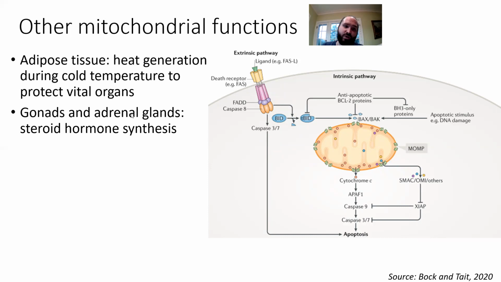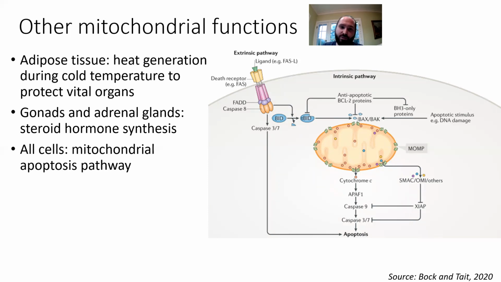In the gonads and the adrenal glands, the mitochondria is the location of steroid hormone synthesis. I haven't really gone into detail researching why that is, but just thought that was interesting. So we're just talking about other functions of the mitochondria. And then in all cells, there's the mitochondrial apoptosis pathway. So there's two pathways to apoptosis. There's the intrinsic, which is the mitochondrial, and the extrinsic.